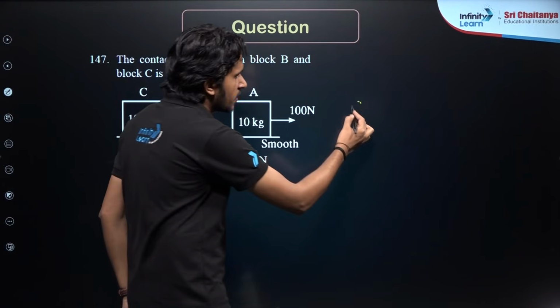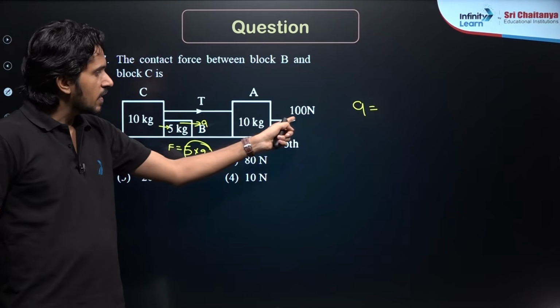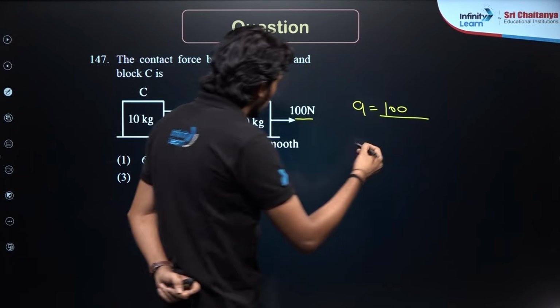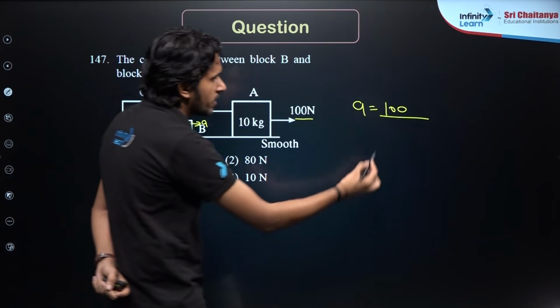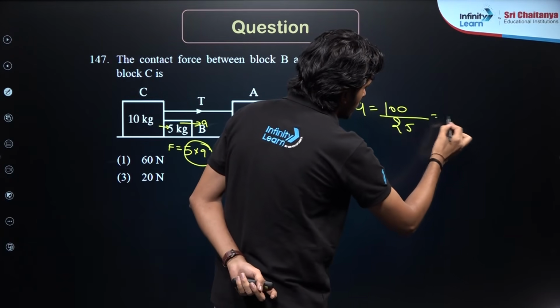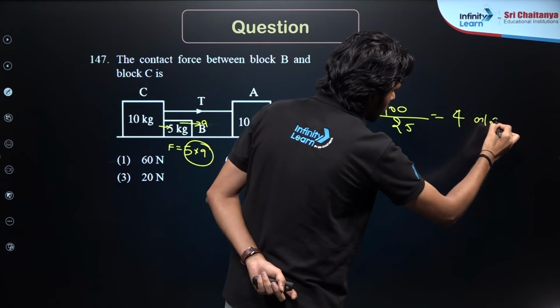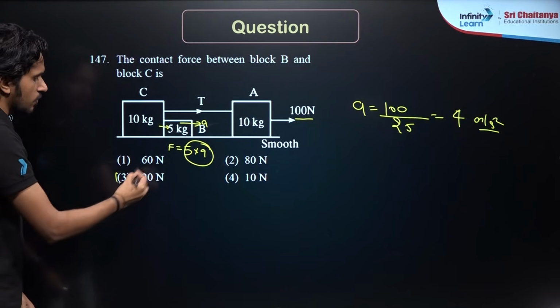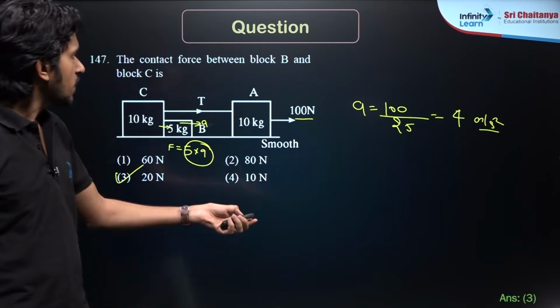So acceleration will be what? The net external force is 100 Newton. Total amount of mass 10 plus 10 plus 5, 25. So acceleration is 100 by 25, 4 meter per second square. Put that value over here. 5 4s are 20. Force is 20 Newton. Okay. Then we have the next problem.